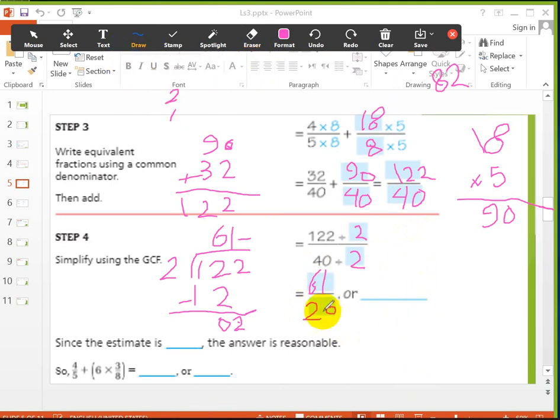61 over 20 is greater than 1. Okay, the last step will be about how to write it as a mixed number. Here I can write this number as a mixed number. I want you to break this number into fractions and find the mixed number, and you will give me the answer next period.